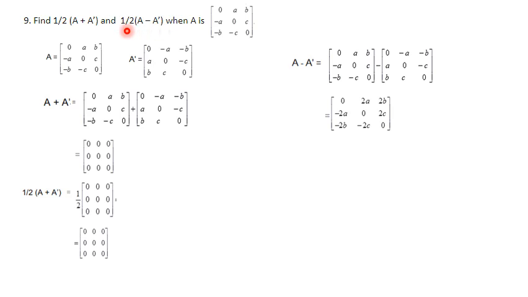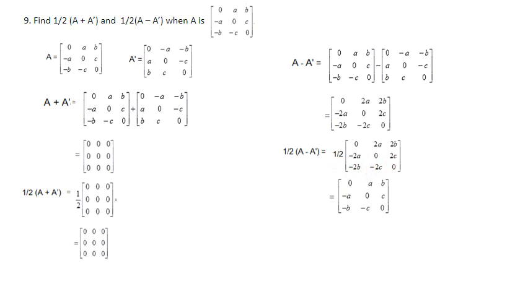Then we go for calculating 1 by 2 into (A minus A transpose). We multiply 1 by 2 with this matrix: 0, 2a, 2b, minus 2a, 0, 2c, minus 2b, minus 2c, 0. When you multiply 1 by 2 with this matrix, just take it inside. 1 by 2 into 0, that is 0. 1 by 2 into 2a, the 2 and 2 cancel, you will get a. 1 by 2 into 2b, the 2 cancels, becomes b. Again 1 by 2 into minus 2a, the 2 cancels, you will get minus a. Again 1 by 2 into 0 becomes 0.